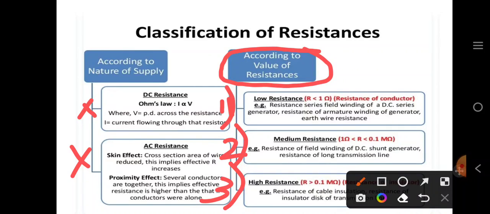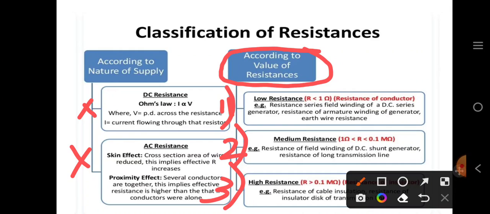Now the medium resistance. If the range of the resistance lies between 1 ohm to 0.1 mega ohm, then it can be called medium resistance. The examples are the resistance of the field winding of a DC shunt generator and the resistance of a long transmission line.